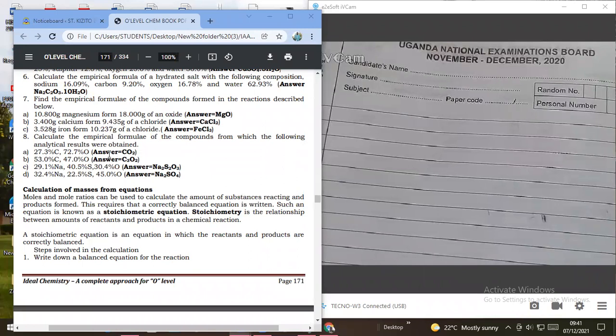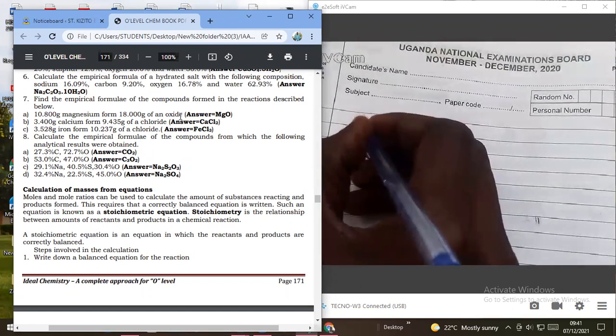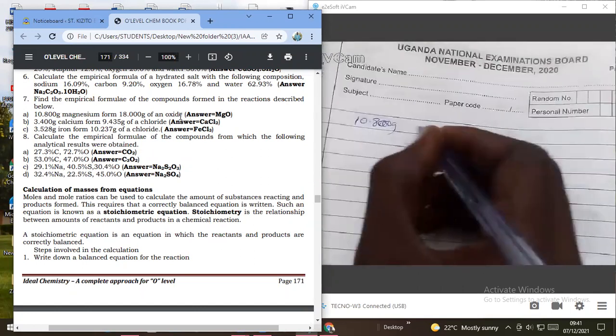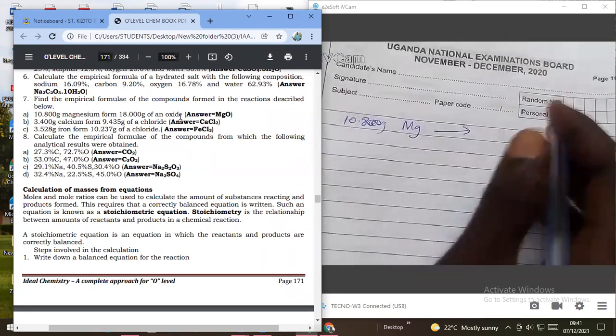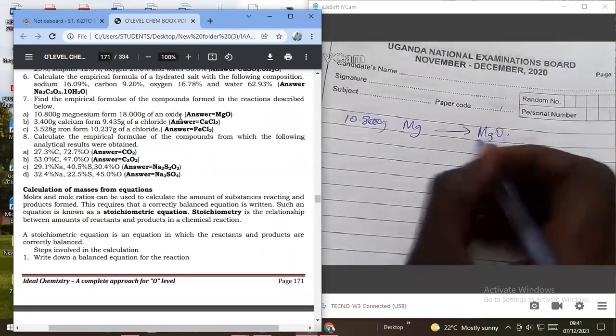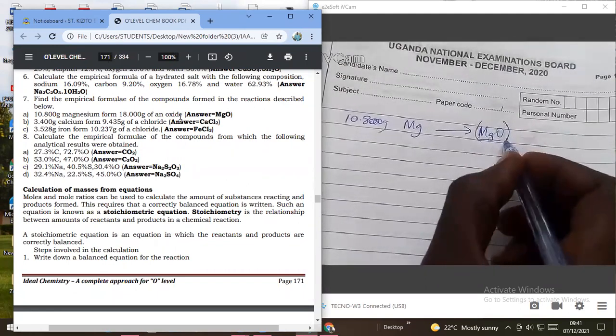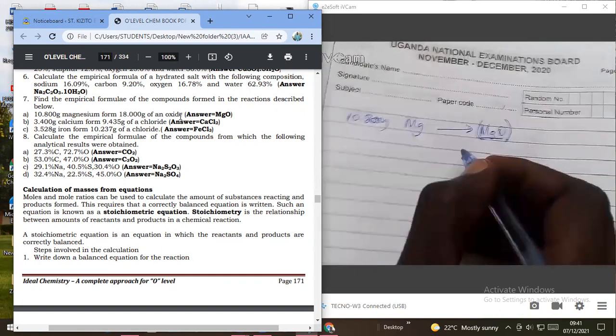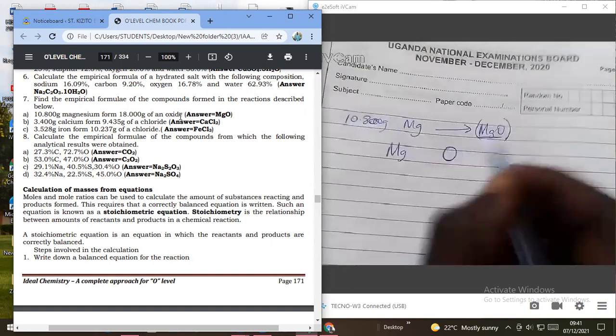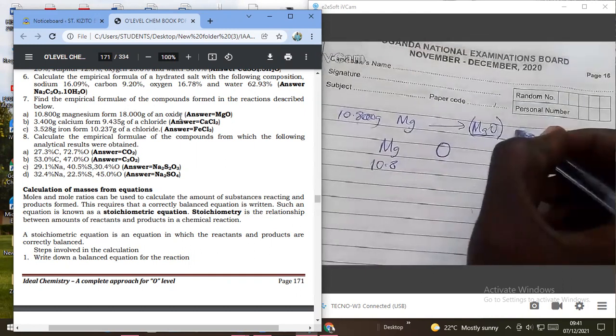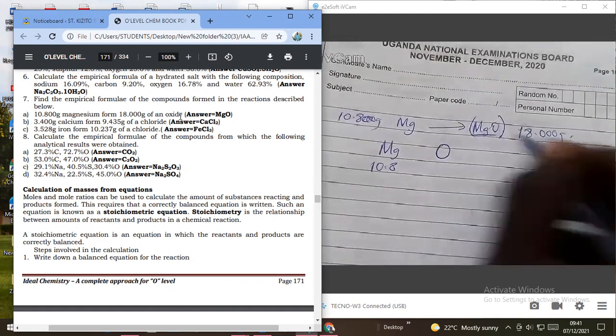Okay. So now, like this one, 7, they are saying find the empirical formula of the following compounds, the reaction described below. 10.8 grams of magnesium form 18 grams of an oxide. So you see, the 10.8 grams of magnesium produced an oxide. Which oxide is that? Magnesium oxide. And this oxide has both magnesium and oxygen. So now you write the elements of substances that are reacting. You have only magnesium and oxygen. So in magnesium alone is 10.8. What about oxygen? If the overall mass is 18.00 grams, what is the mass of oxygen alone?